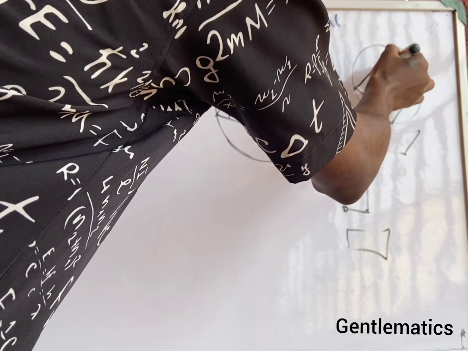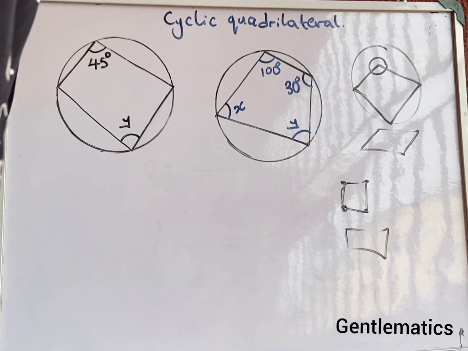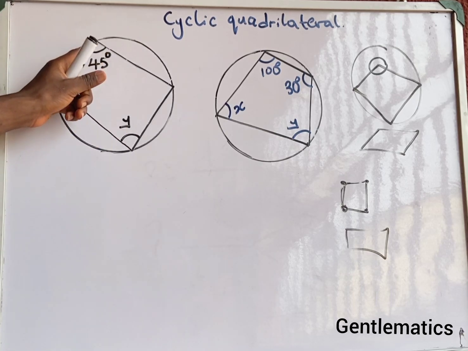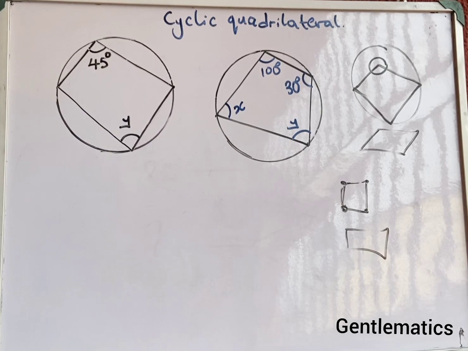This is not touching the circumference of the circle. Therefore, this is not a cyclic quadrilateral. For it to be a cyclic quad, all the vertex must be touching the circumference of the circle. And let's solve what we have.